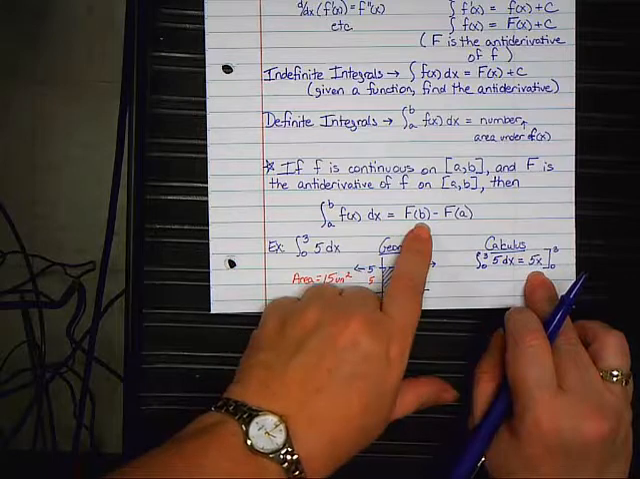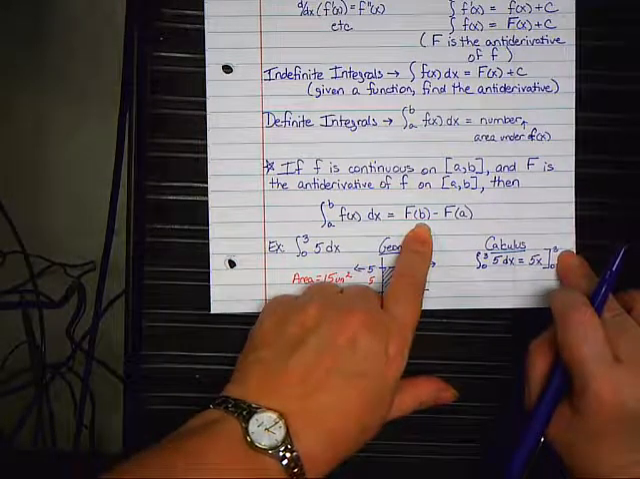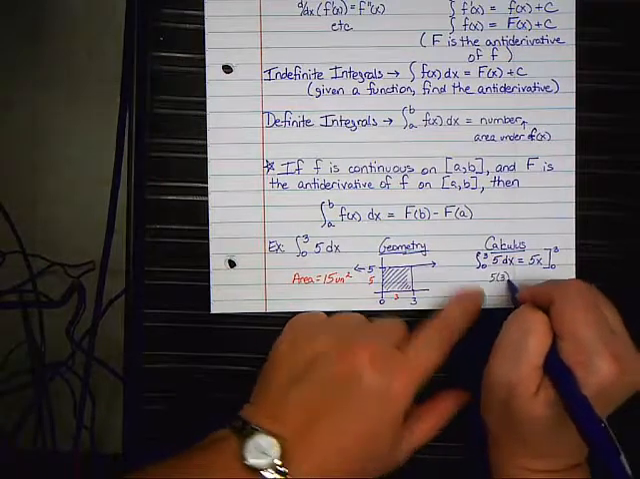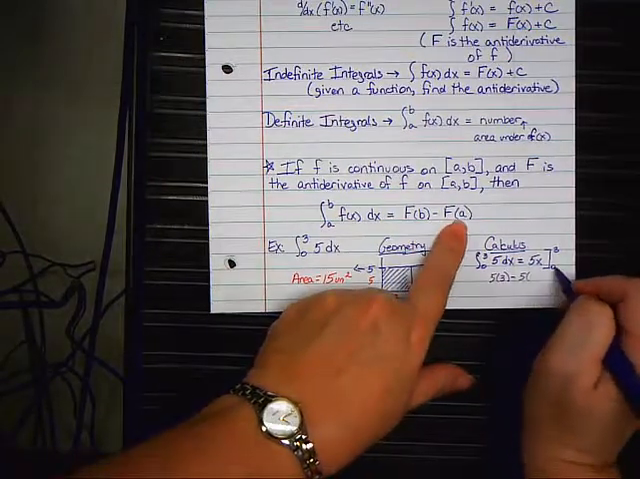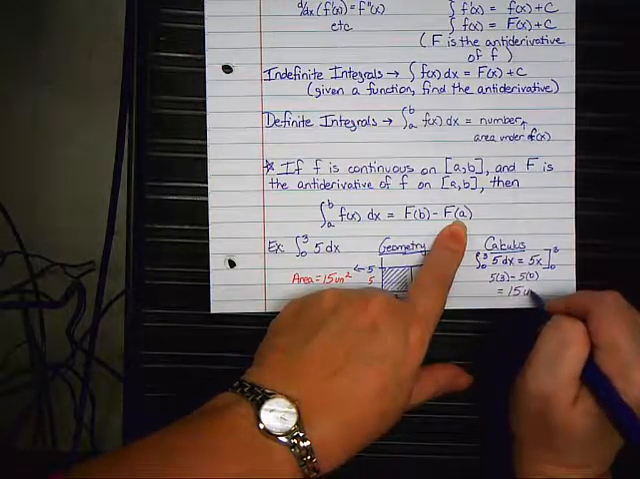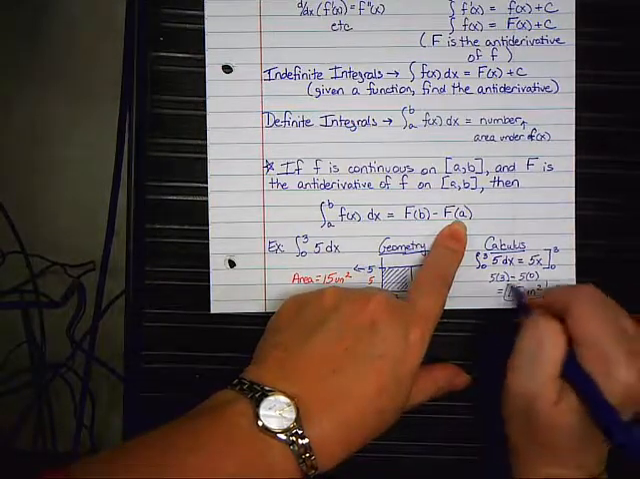Now, the b value, remember, is the upper one, which is 3. So you plug in the 3 for x, so it's going to be 5 times 3 minus 5 times the a value, which is 0. And lo and behold, we get the same answer we just got with geometry, which is 15.